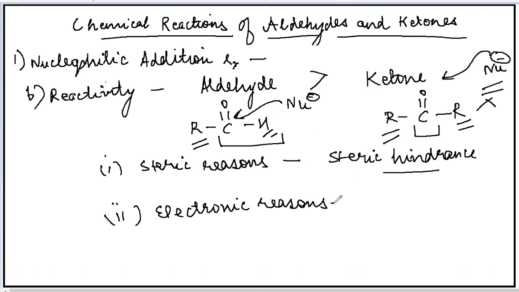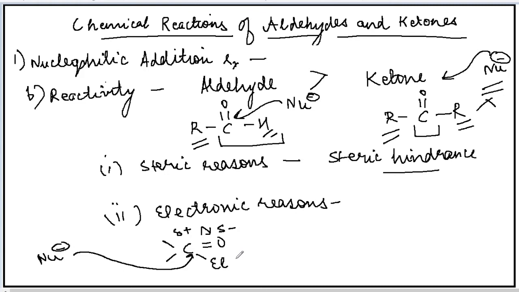The second reason is electronic reasons, which I can explain. Look here, this is the general carbonyl group. We know oxygen is delta negative and carbon is delta positive. So whenever the nucleophile comes and undergoes a nucleophilic addition reaction, the nucleophile attacks the carbon, which itself behaves as an electrophile because it is positively charged.